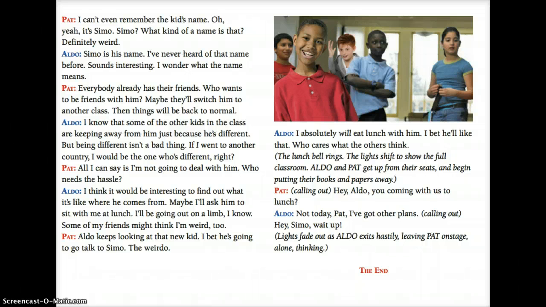The lunch bell rings. The lights shift to show the full class. Aldo and Pat get up from their seats and begin putting their books and papers away. Pat, calling out: Hey Aldo, you coming with us to lunch? Aldo: Not today, Pat. I've got other plans. Calling out: Hey Simo, wait up. Lights fade out as Aldo exits hastily, leaving Pat on stage, alone, thinking. The end.